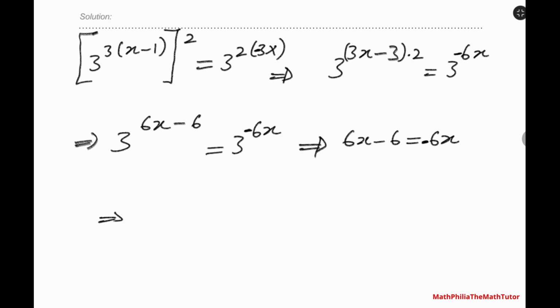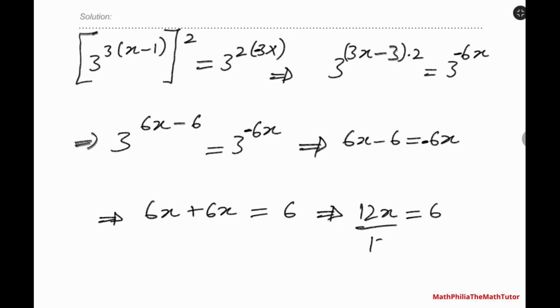Then from here, if we continue to solve this question, again, it's very simple. Just move this here, move this here. Negative 6x when brought to the left hand side changes to positive 6x. This is equal to negative 6 when taken to the right hand side changes to positive 6, okay? And 6x plus 6x is 12x. This is equal to 6.